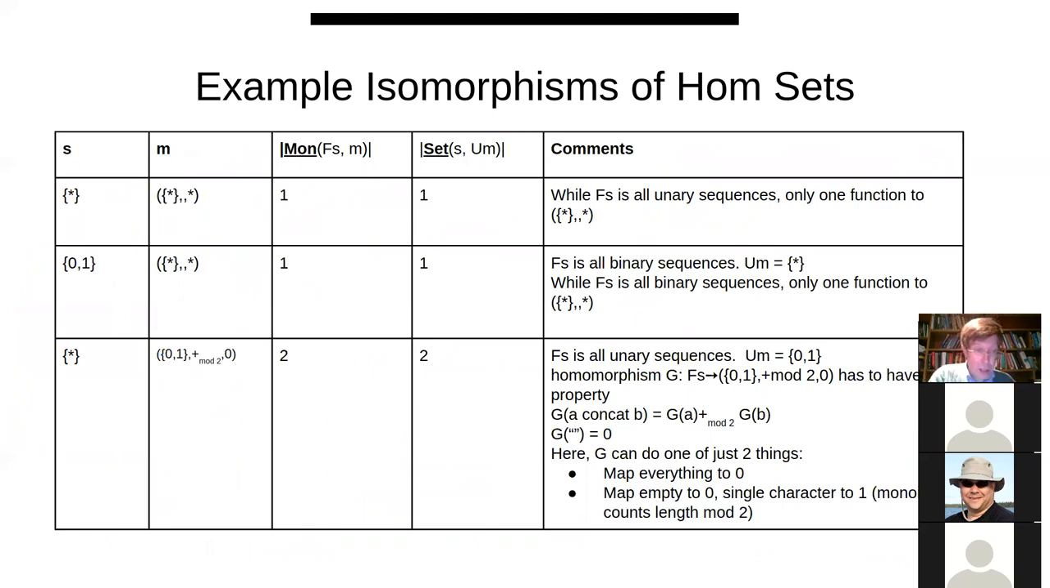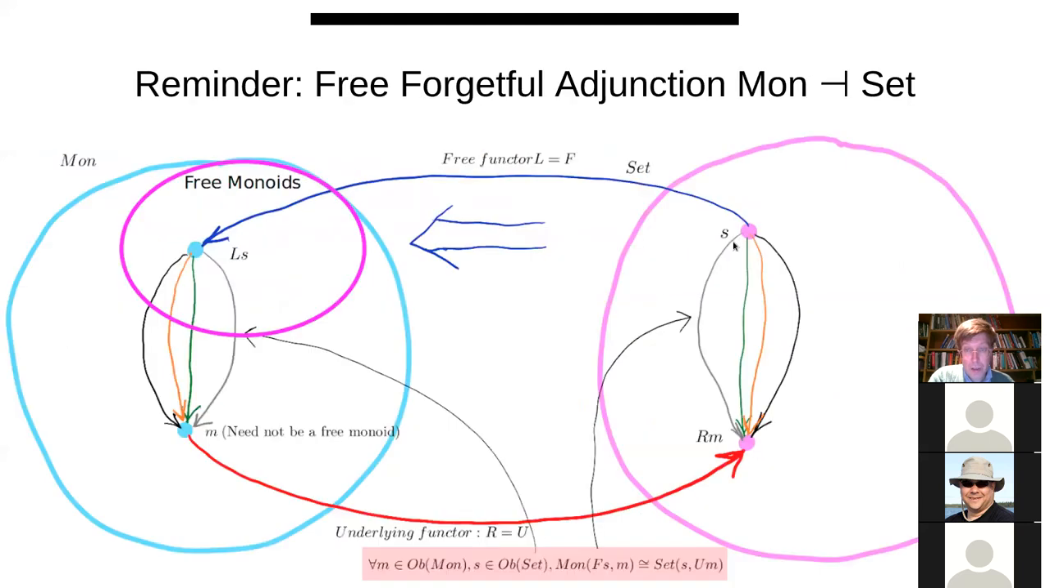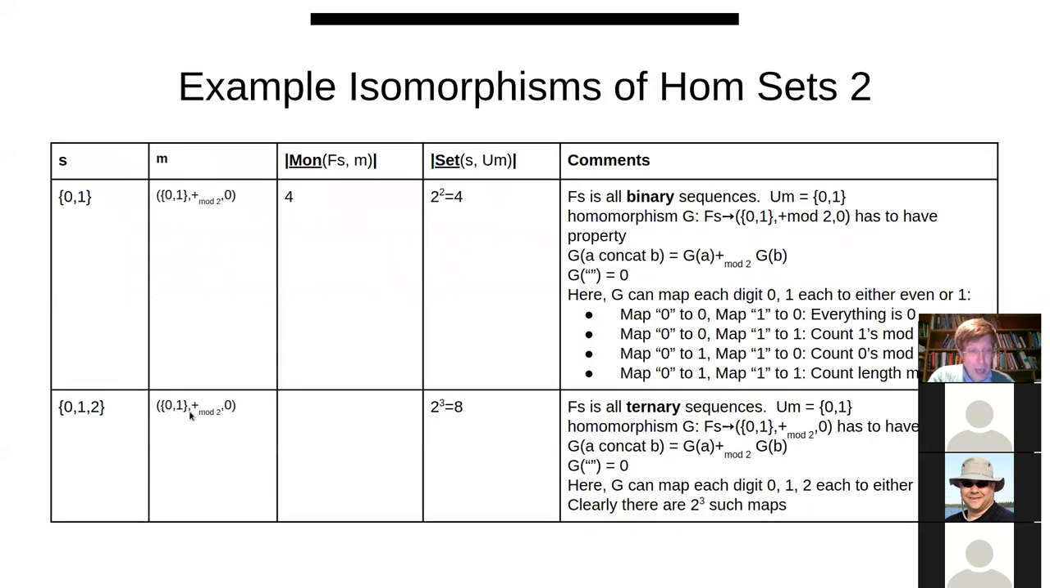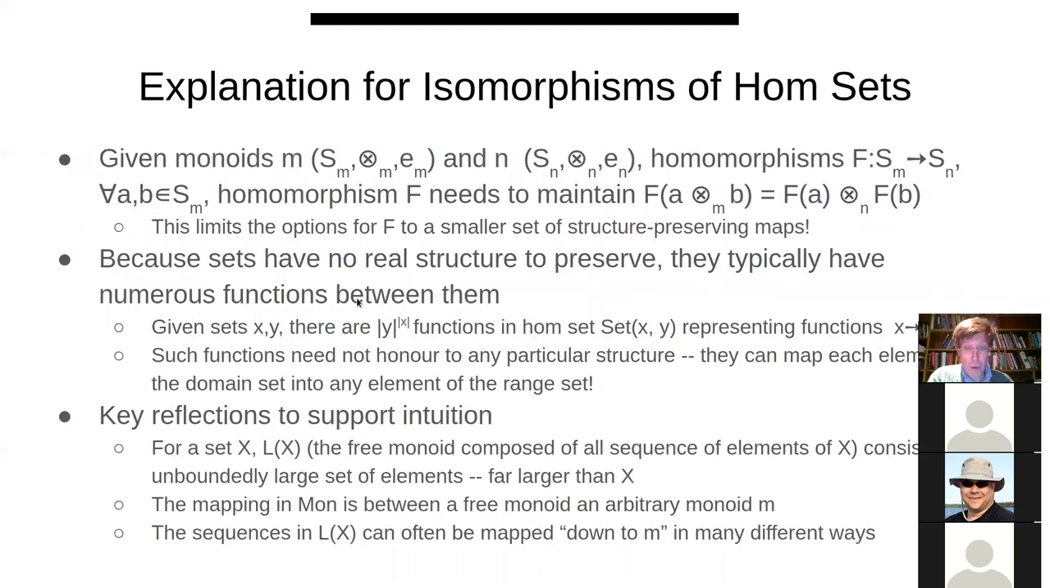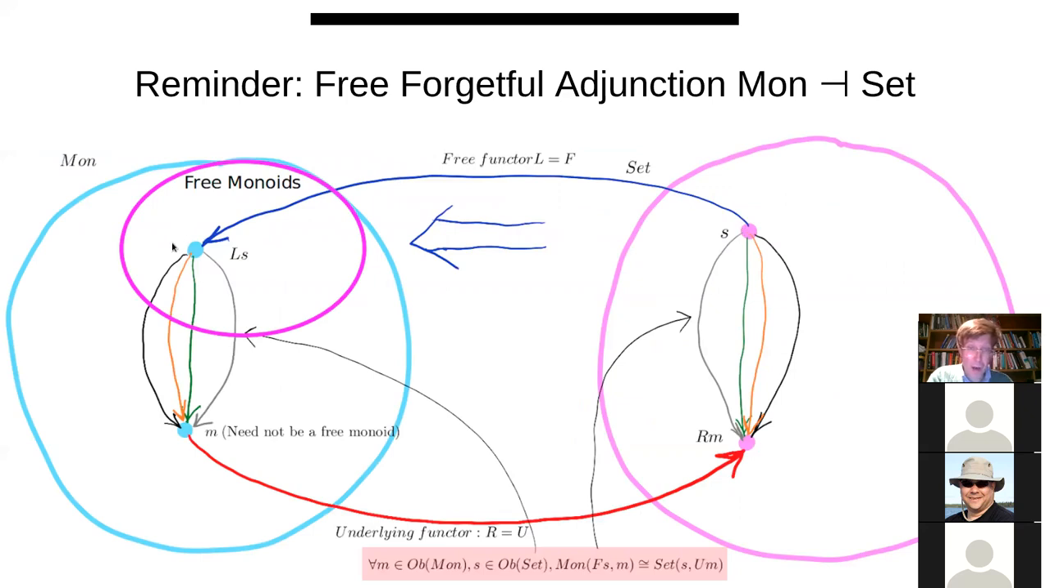Okay, let's take it a little bit further, but still staying basic. Let's look at a case where S is a single element, but where M is the monoid with plus mod 2. That's kind of interesting. It has 0 and 1 as its possibilities. Now we hit it with the left functor, which is the free functor, and it maps to sequences of that single element. So these are unary sequences now, and those unary sequences need to map down into M.